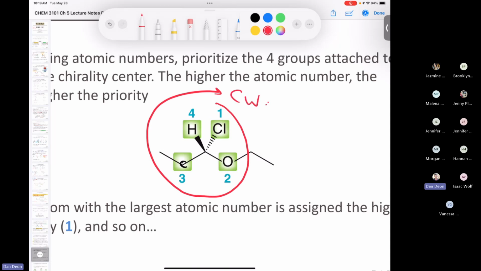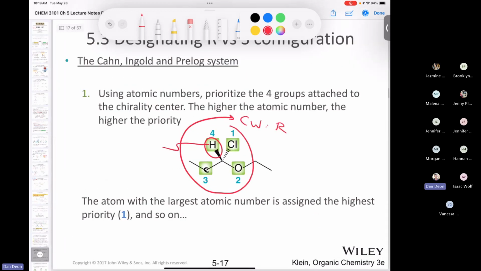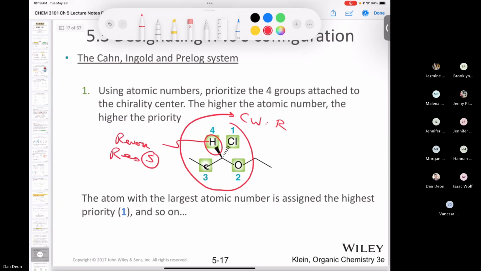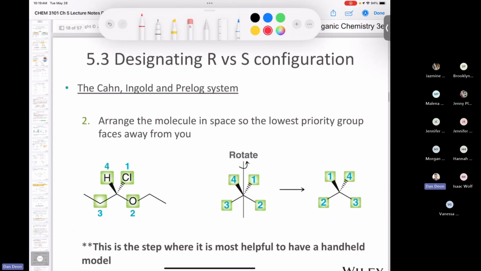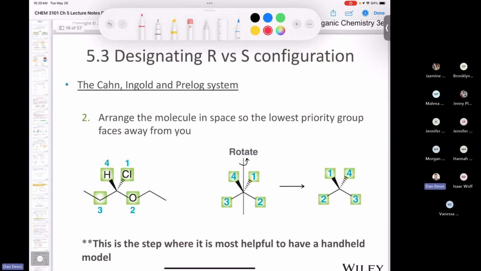That's going in a clockwise direction, which would be R, but the lowest priority group is coming out towards us, and so we reverse R, and it becomes S. So this compound is an S compound. All right, and you see them walking you through it here. Now, these are David Klein's slides, okay? So this is from David Klein.